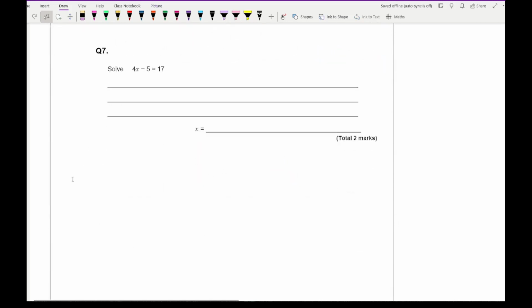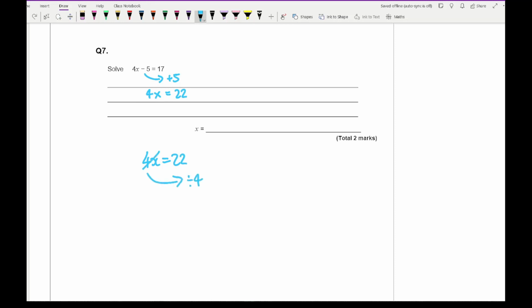Moving on to question 7. Again, we've got another solving equations question. So here I get rid of the 5, so I'm going to add 5. So I've got 4x equals 22. And then I need to divide by 4.